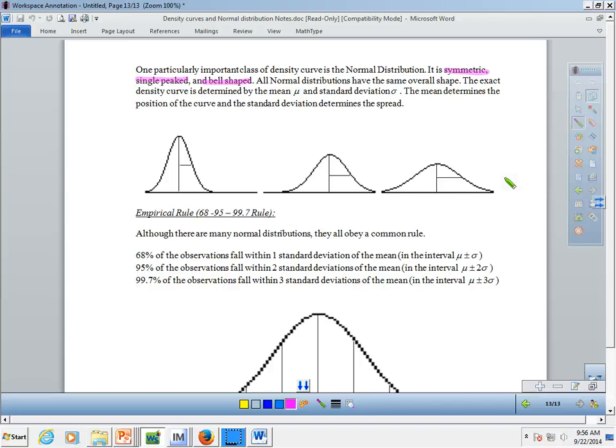All normal distributions have the same overall shape. What sets one normal distribution apart from another is its mean and standard deviation. So sometimes you'll see some notation here. If a distribution is normally distributed, then you might be given the information in a format like this, where N stands for normal, and then in your parentheses, we'll list the mean and the standard deviation for that particular curve.